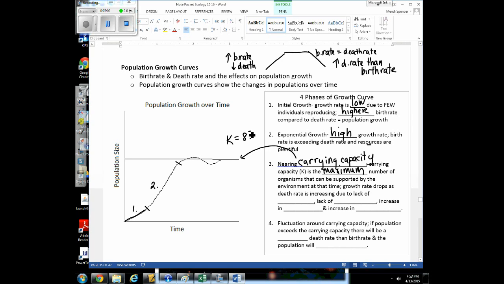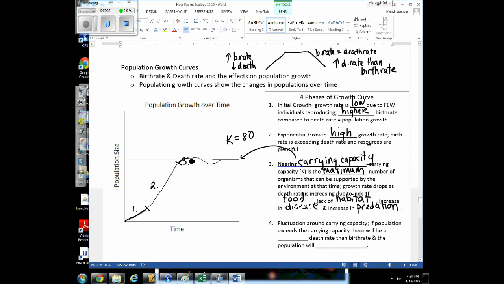So when this population is nearing carrying capacity, that is whenever times are getting tough. Because of the high population, there's going to be a lack of food. There's a lack of habitat. There's going to be an increase in disease. There's going to be an increase in predation. And so that's why our growth rate is starting to decrease.